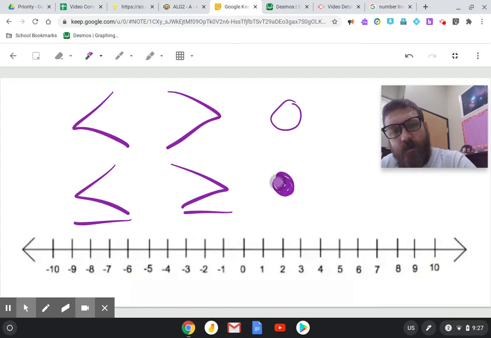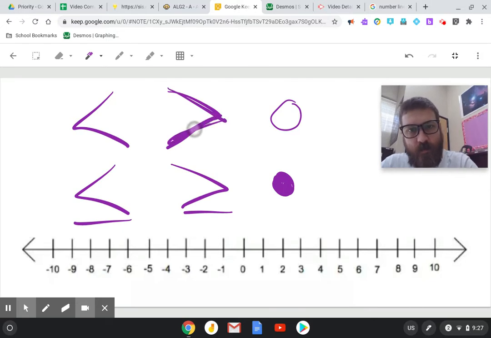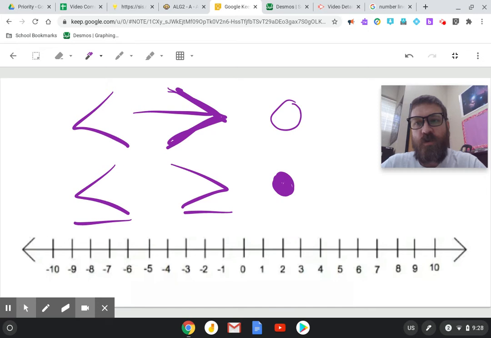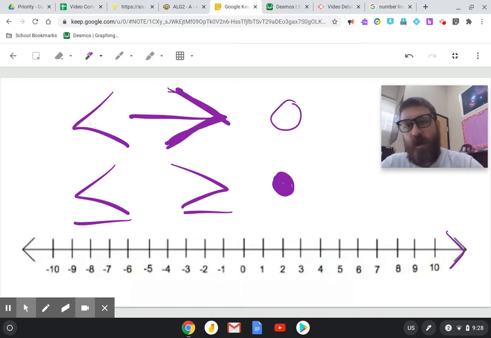Additionally, quite simply, the direction of the arrowhead on this symbol, the way it's pointing, tells you which way to shade. So if I'm looking at this one, it tells me to shade in this direction on the number line. If I have this symbol here, I'm obviously shading this direction on the number line.